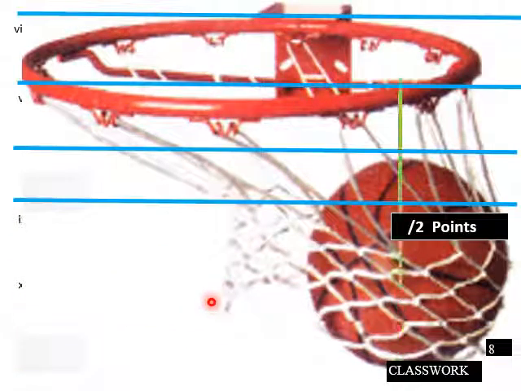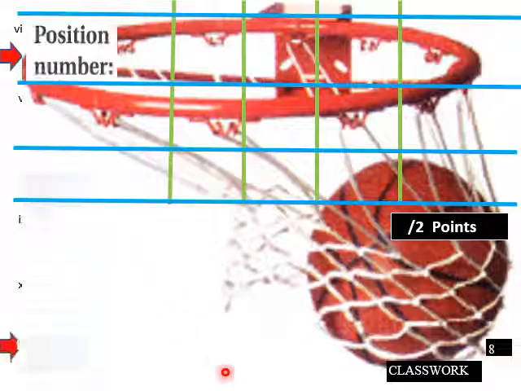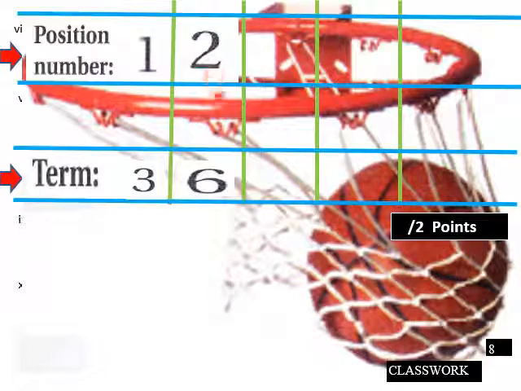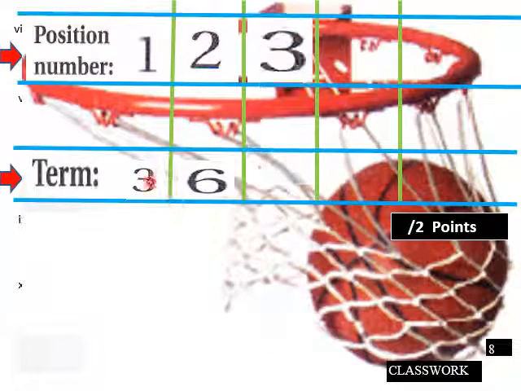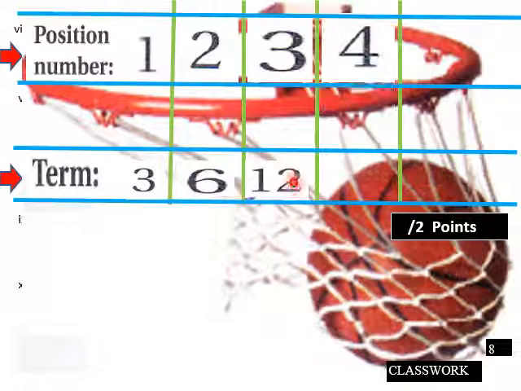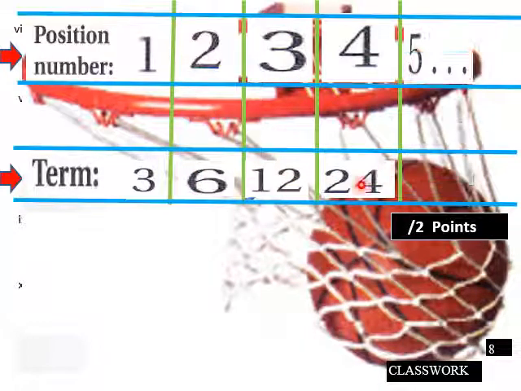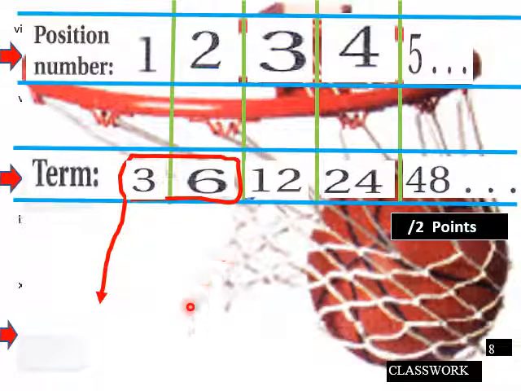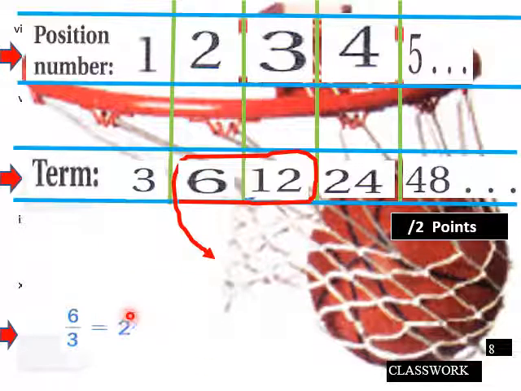So let's put this into our little table here to see exactly what that is. We have position 1, we have 3. Then for position 2, we have 6. So what's the common ratio between these two? Then for 3, we have 12. For 4, we have 24. Then for 5, we have 48. So what's going on here? 3 and 6, what's going on? 6 over 3 is 2. So here's our ratio. This makes this geometric instead of arithmetic.